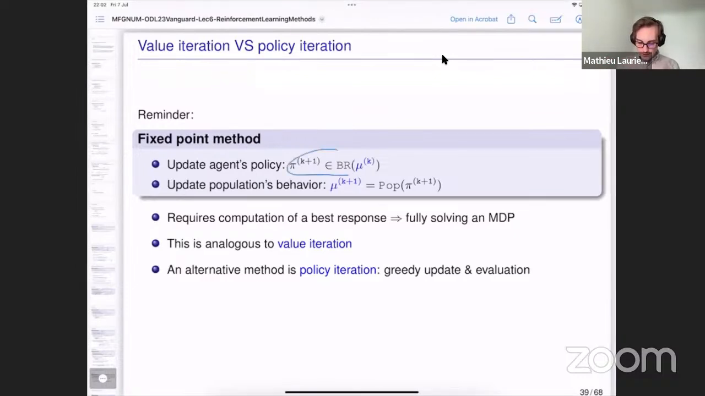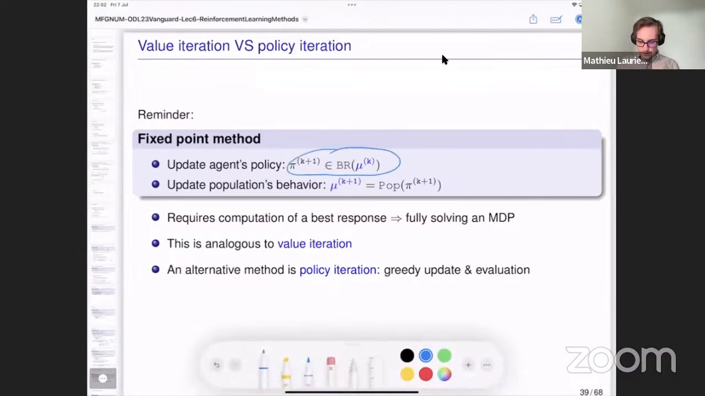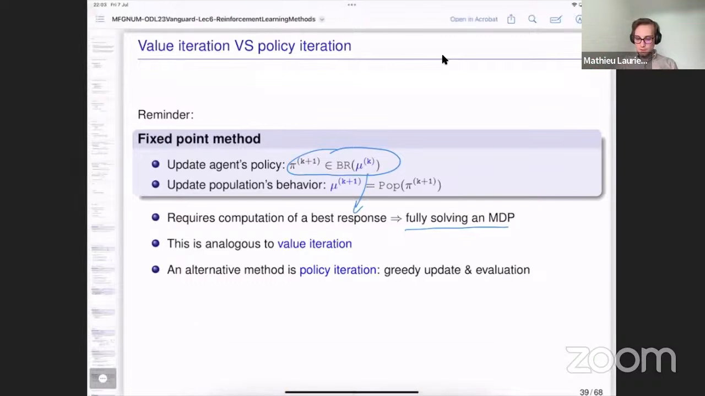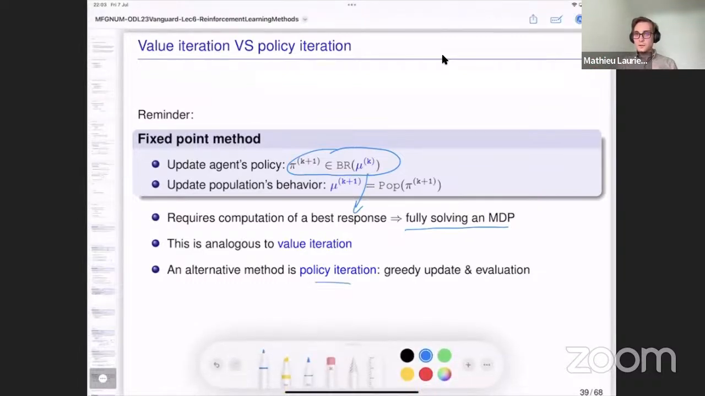So what I mean here is you solve a best response, you compute a best response, which means fully solving the MDP. And this would be costly, right? So mu k is given, and you have to solve the MDP to get the best response. Maybe it's not necessary to do that. Maybe it's enough to do just one greedy improvement and then keep iterating by doing greedy improvement. And that's the idea behind policy iteration, which is the standard method for usual reinforcement learning for a single agent.